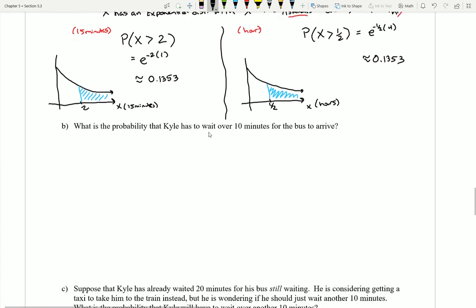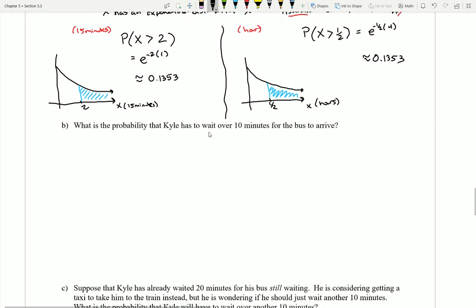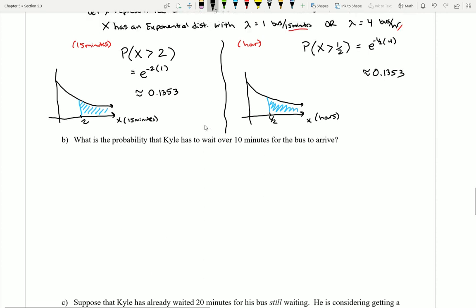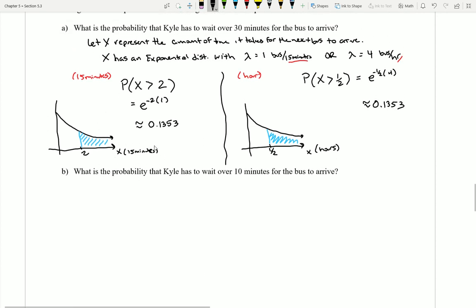Let's take a look here at part B and try to see if we can do this again. What is the probability that Kyle has to wait over 10 minutes for the bus to arrive? Well, here's where you could start to see that maybe working in this 15-minute interval is going to be kind of annoying, right? Because if I wanted to work in this interval, I'd have to say 10 minutes is how much of a 15-minute chunk? Well, I guess it'd be like 2/3. 10 is 2/3 of 15. So this can get a little bit messy.